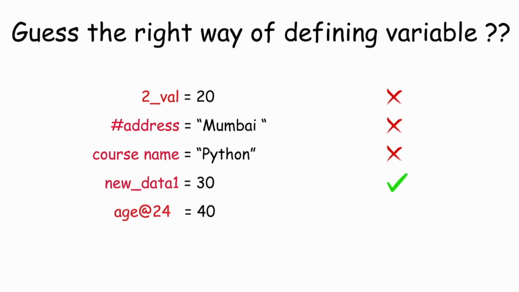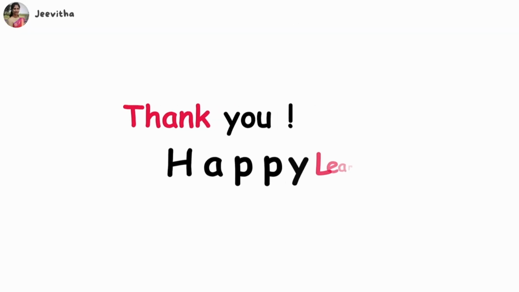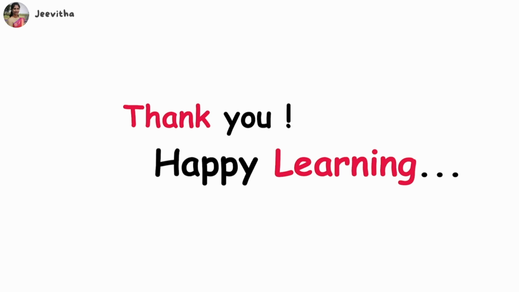So the final one, age at 24 equals 40. Is this the right way of defining a variable? No, because we have a special character. So this is how you have to remember the rules while defining variables. I hope things are clear regarding what variables are, how to define variables, and what rules you have to follow while defining a variable.